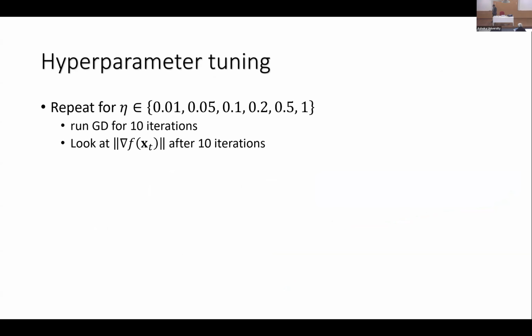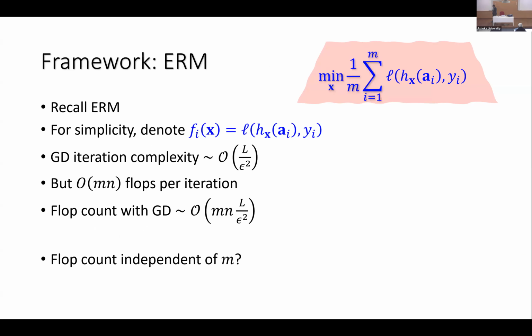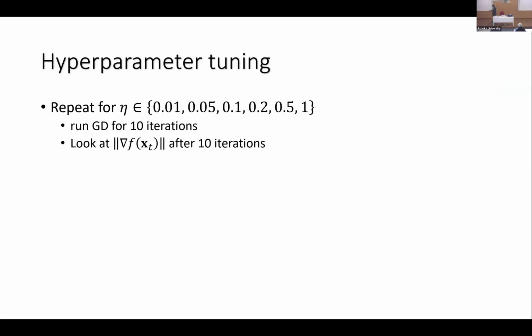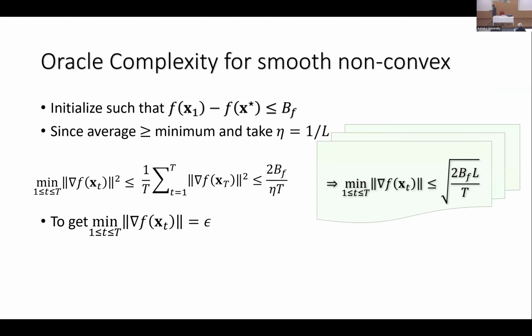Okay. Then what about the hyperparameter? Let me just go back. So here, what I had done was pick eta equal to 1 by 2L. I forgot to mention that. I picked eta equal to 1 by 2L.